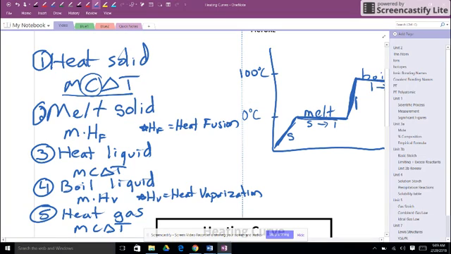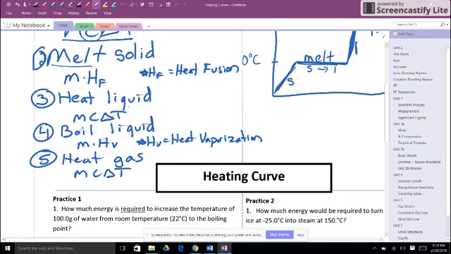For the second stage of a heating curve, if you see that word melt, you're going to be using the mass times HF. HF is the heat of fusion. You'll be given that value always. If you're heating a liquid, again, temperature change, you're going to do MC delta T. For boiling a liquid, you're going to do mass times heat of vaporization, HV. Again, you'll be given that value always. And then lastly, if you're heating a gas, once again, MC delta T, because we are experiencing a temperature change.